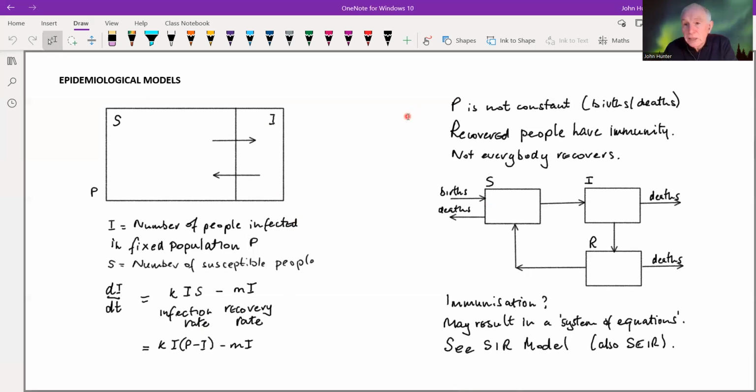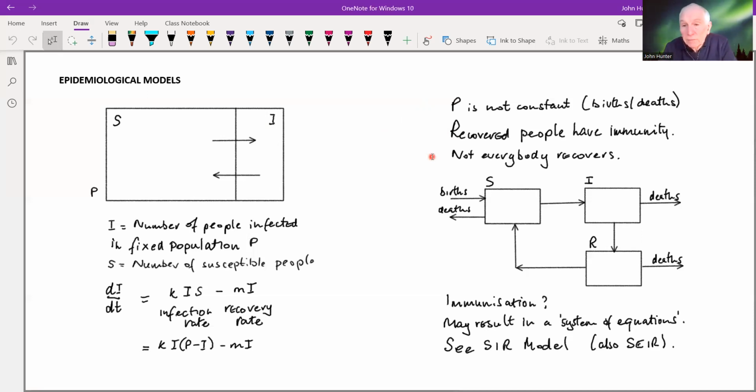Now that's a pretty simple model. It's perhaps a bit unrealistic, really. Why? Well, first of all, P isn't constant, is it? The population is changing all the time with births and deaths. Recovered people have some immunity for a period of time, don't they? So if we want to make that a bit more realistic, perhaps we have to make some assumptions about that. Not everybody recovers, of course.